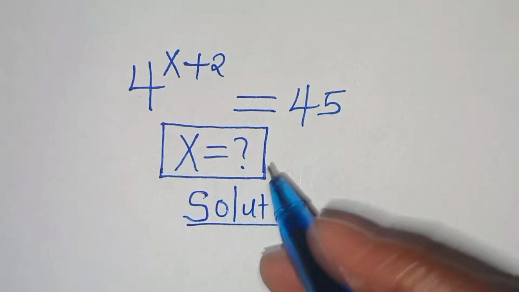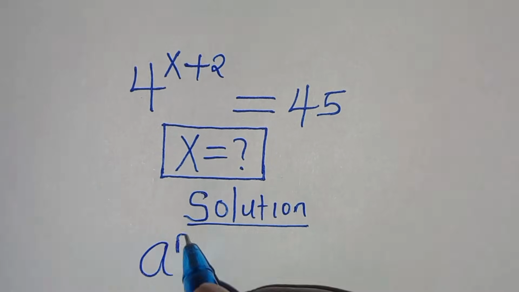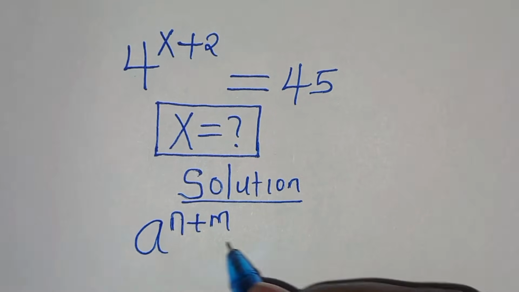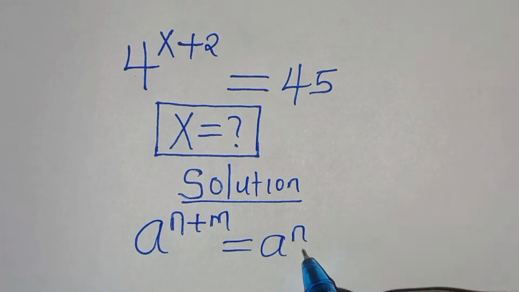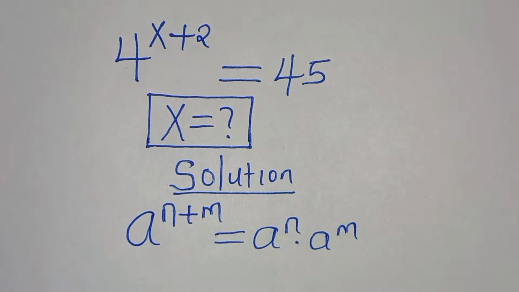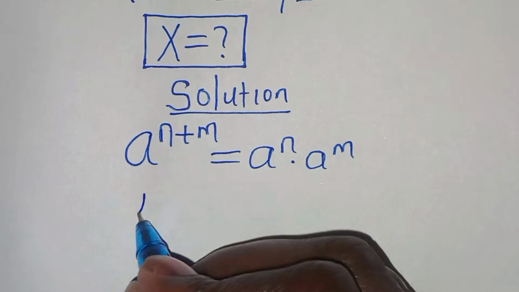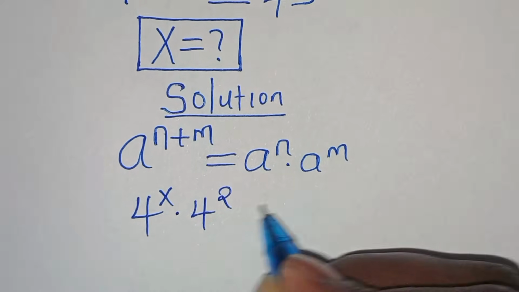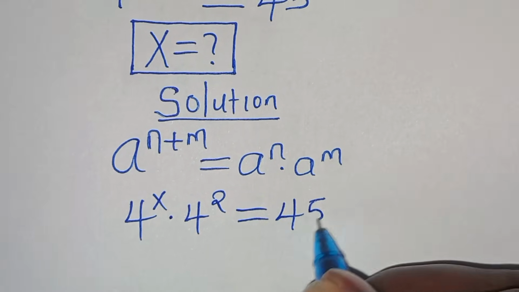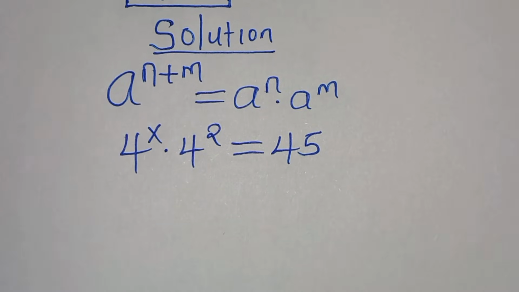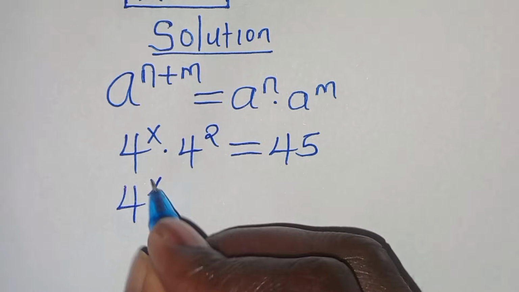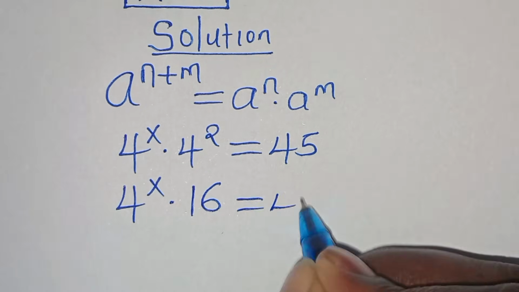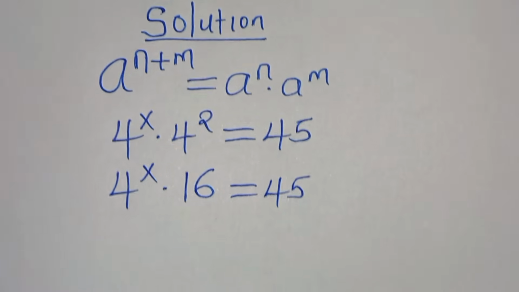This exponential equation is of the form a to the power of n plus m, which we can express as a to the power of n times a to the power of m. So we have 4 to the power of x times 4 to the power of 2, equal to 45. So this is 4 to the power of x times 4 squared, which is 16, equal to 45.